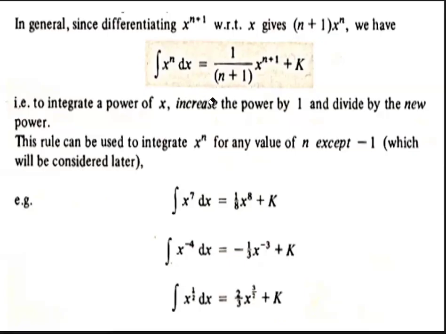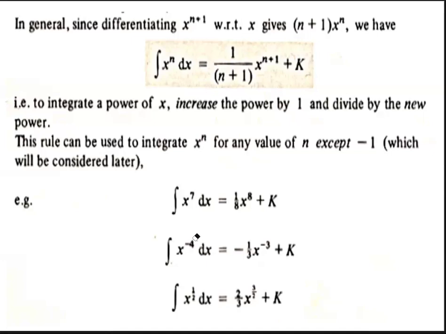So here are some examples. We have the integral of x to the 7. So we add 1 to 7, we get 8, and we divide the number in front, which in this case is a 1, by our new power 8. And don't forget, plus k, because we're not certain if there was a number at the end here. There could have been a number there, so we put plus k. Same thing here.